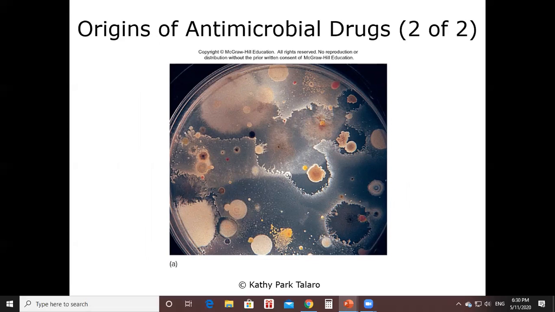So we have origins of antimicrobial drugs. You see here, there's different areas that if you have mold here, let's say, then it's going to cause the bacteria around it not to be able to grow.